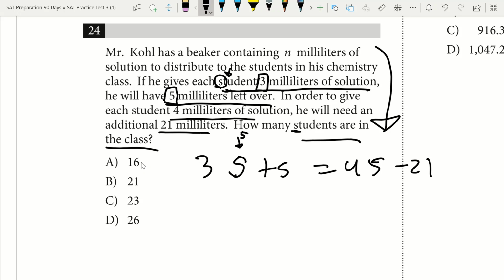If it was workers, I'd use W. If it was teachers, I'd use T. If it was time, I'd use T. Anything like that, I'm going to use that first letter of whatever it is as my variable. I'm not going to pick X.